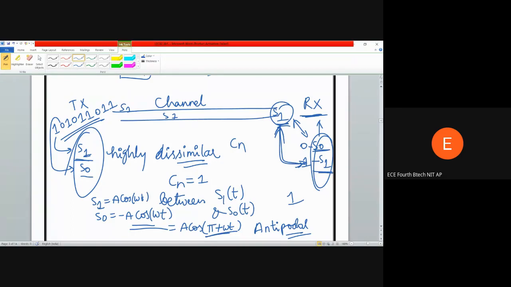You people might know quadrature phase shift modulation, QPSK. Usually in place of this antipodal, you may go with orthogonal signals also. Orthogonal signals means I can use S1 equals A cos omega t, S0 equals A sin omega t. The reason is sin omega t, that is cos of 90 minus theta, so that means a 90 degrees phase shift you can have. That also is possible. So orthogonal signals you can use.